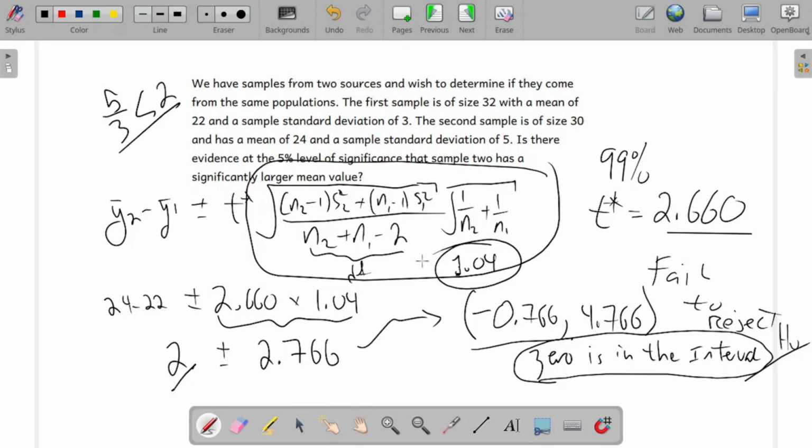Anyway, if you didn't save it, that's not the end of the world. Just take your time and separately compute each square root term and then multiply them together just to minimize the chance of error. But there it is, the pooled two-sample confidence interval. And that ends this video.